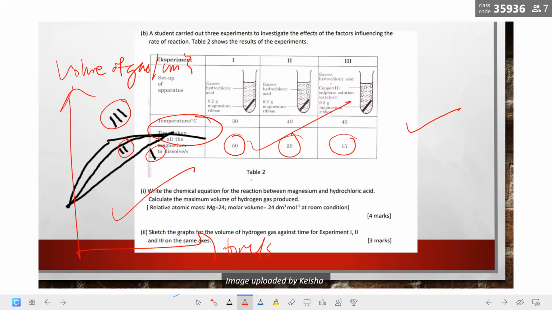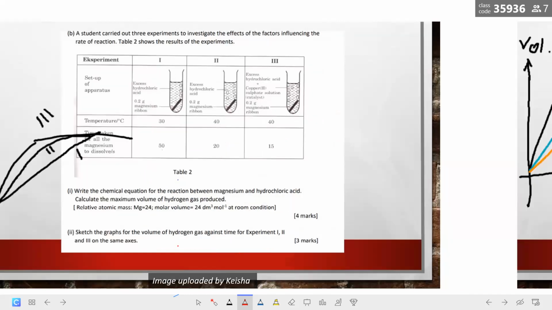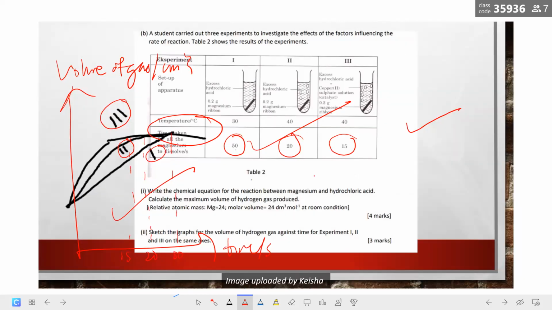Where do you do that? Where it reaches a constant. So if Kisha's constant is here, then the time 15 should be here. Here should be for 20, and this one should be for 50. Kisha, does that make sense to you? Yes, sir. Okay, good. So, well done. Now we go to the next one.